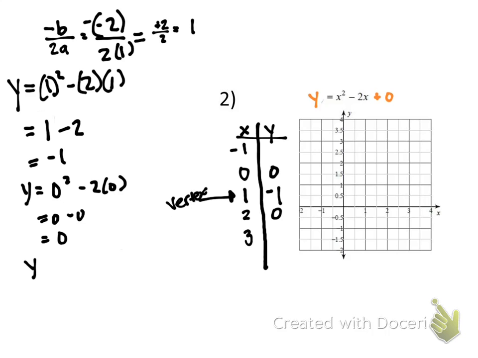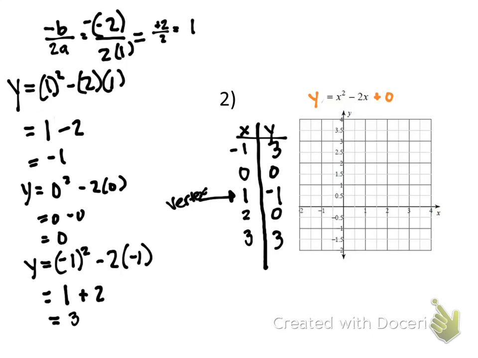Next one, y is equal to, let's plug in negative 1. Don't be afraid of those negatives, by the way. Negative 1 squared minus 2 times negative 1. So we know negative 1 squared is 1, plus 2, which is equal to 3. Okay, so we put a 3 right here. And since there's a 3 over there, we know this is a 3 here. Now looking at the original problem, our a is a positive 1. So since it's a positive 1, we know it's going to open up.